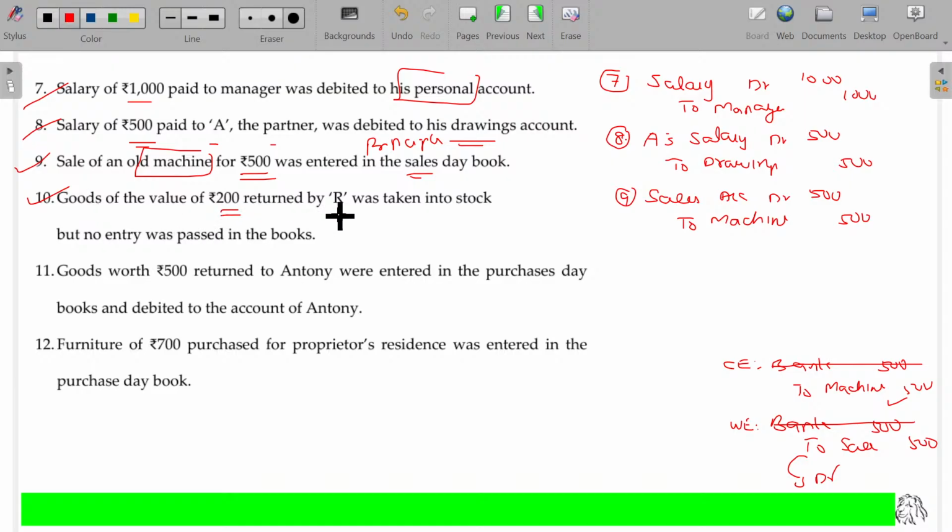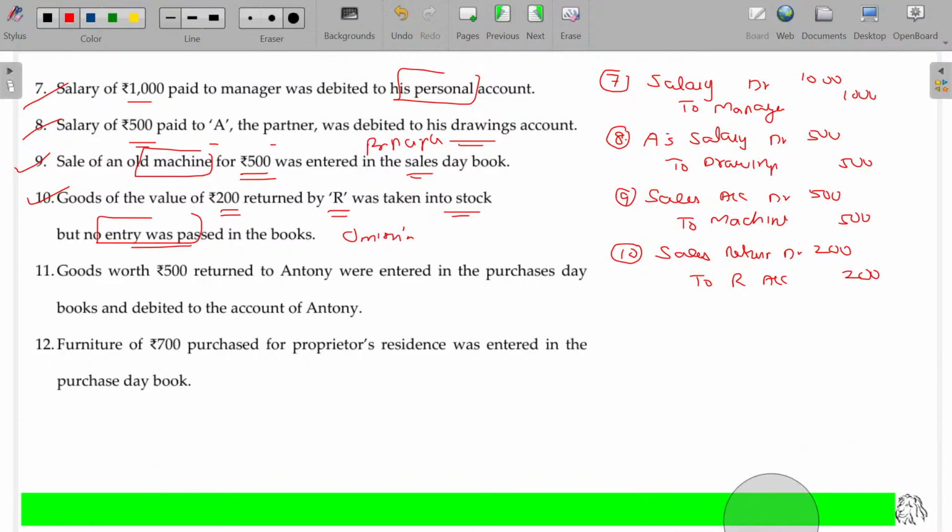Goods of the value 200 returned by R was taken into stock but no entry was passed. No entry passed, then it's omission. R returned the goods and the goods were kept in the godown. While physical verification, closing stock includes this, but we have not passed the entry for the reversal. Sales return missing. Now you have to pass simply a sales return entry. Sales return account debit to R account. The value being 200. 11th one.